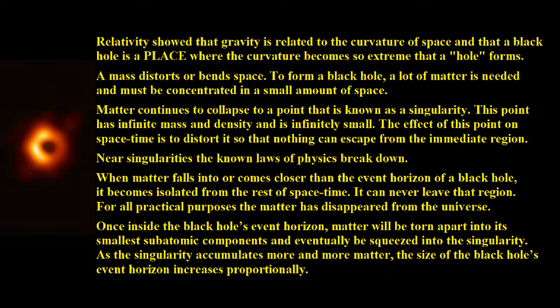As the singularity accumulates more and more matter, the size of the black hole's event horizon increases proportionally. Well, I don't know how it can increase proportionally because, again, how can you be approaching the singularity and never getting there? And so are we saying that the matter is still inside the black hole between the event horizon and the singularity? That matter is forever falling in, but it's always there. It's always close to the singularity of the black hole. So then, the matter is still there.